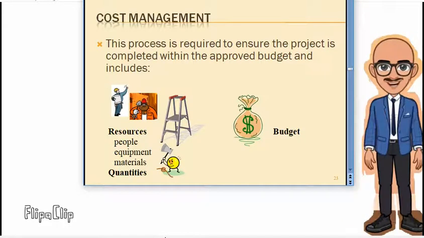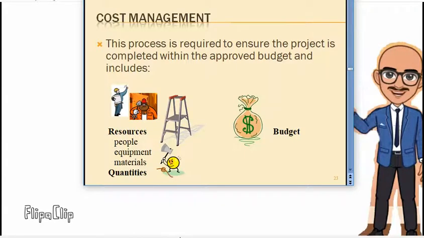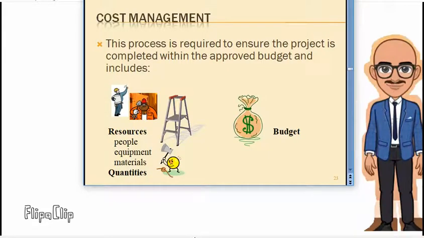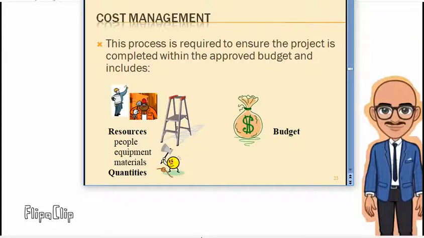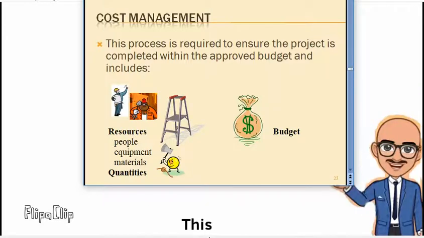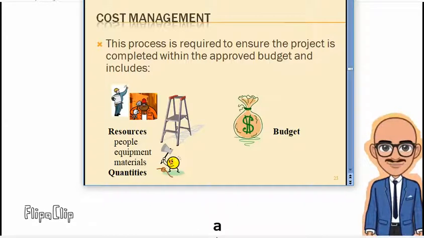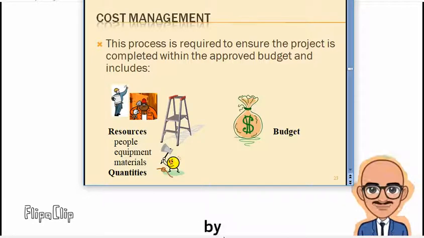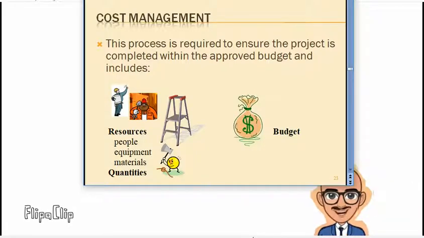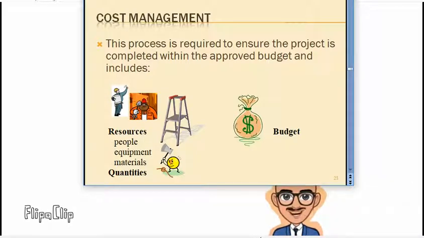Now, what is cost management of the project? This process is required to ensure the project is completed within the approved budget. So what is the budget? The approved budget of the project means the planned budget, and the corresponding activities are to be completed within the particular cost that has been estimated for that particular activity.